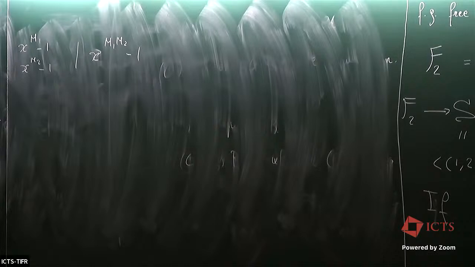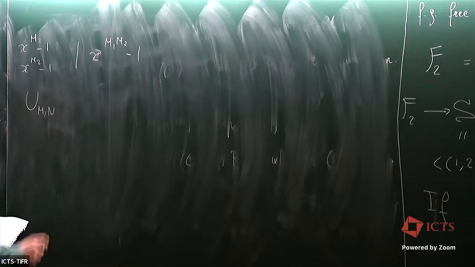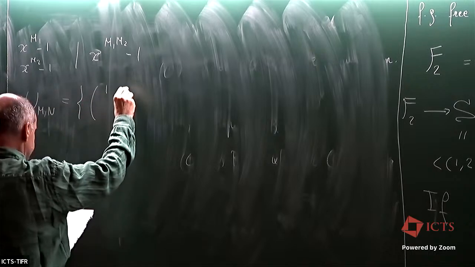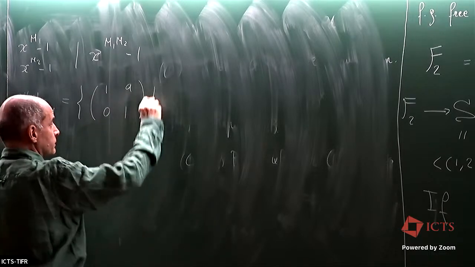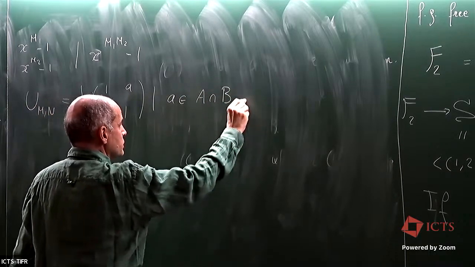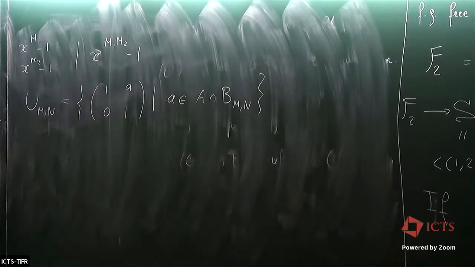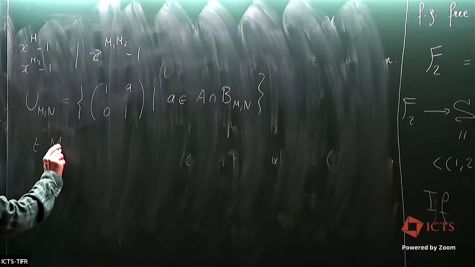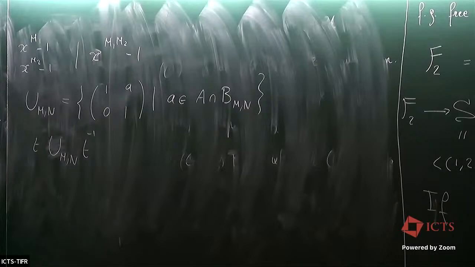Now, let us consider the set U_{M,N}, which is a set of unipotent matrices, where A belongs to the intersection of B_{M,N} with the ring. And it turns out that U_{M,N} is normalized by T.